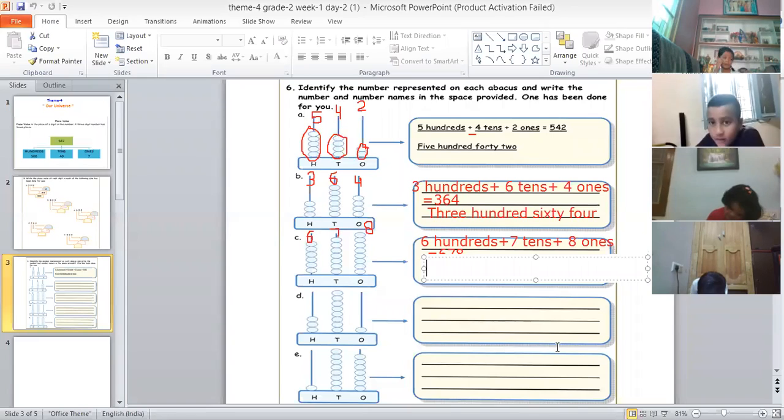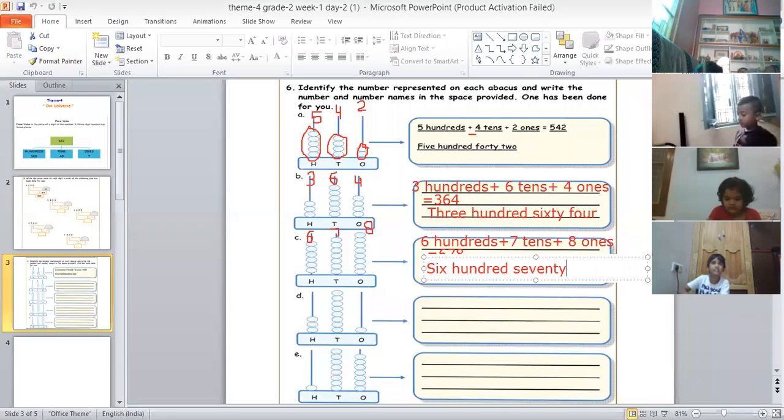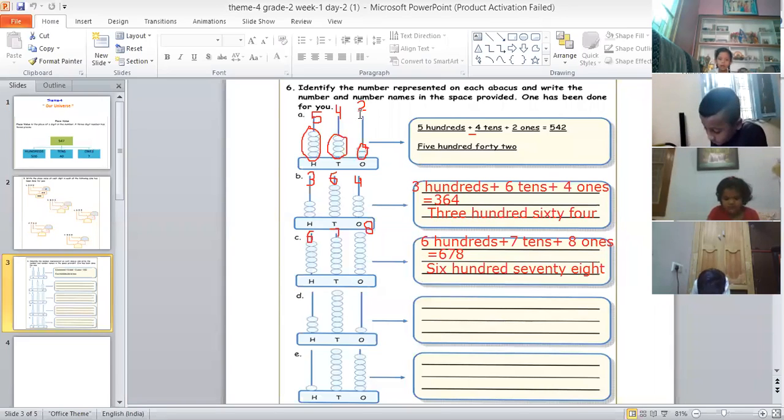Ma'am, which question? Bit C. Number name. What's that number? 678. Yeah, that's 678. Okay, children, start writing this spelling: SIX, 6, HUNDRED, 100, SEVENTY, 70, EIGHT, 8. Yes, children, you can also write it as 678. That is also correct, but I don't have sufficient space here, that's why I'm not writing it here. So this is 678.